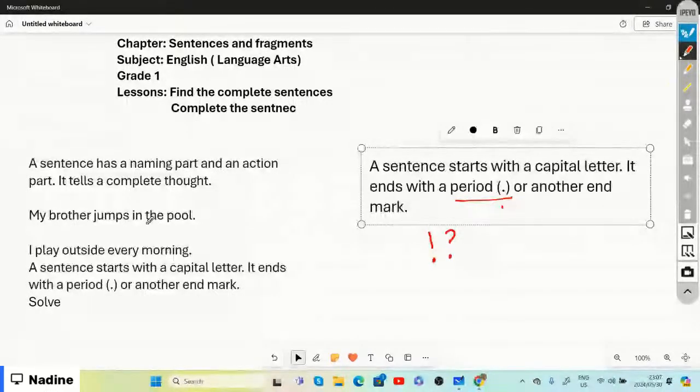But a sentence has a naming part and it has an action part. Once a sentence has a naming part and an action part, then it tells a complete thought. So a sentence has a naming part and a sentence has an action part. And once it has both the naming part as well as an action part, then we say it is a complete sentence.